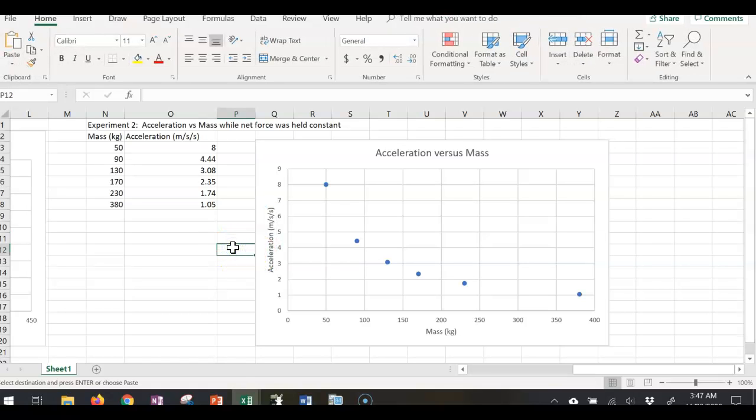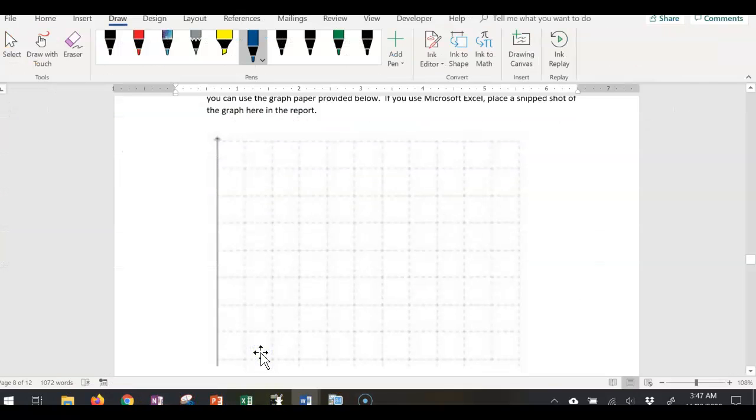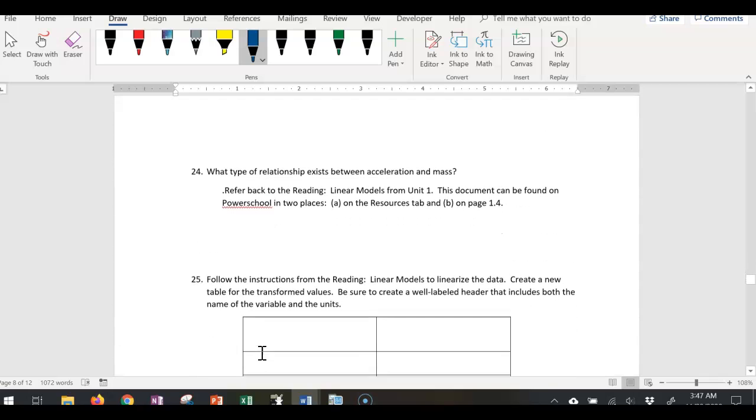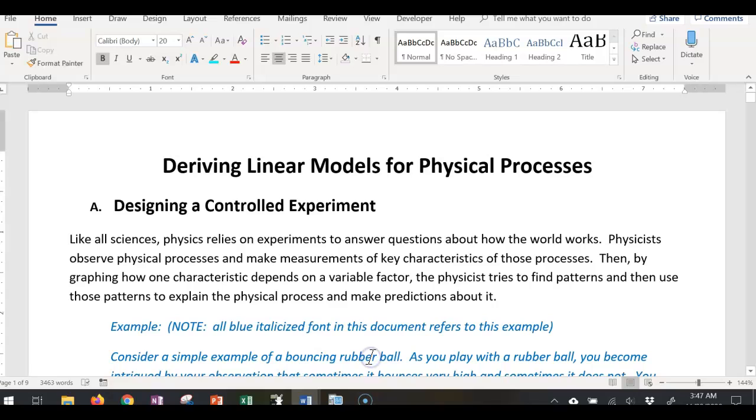So goodness, we can tell that this is not a linear graph. And of course we want to be able to fit an equation to this data, but it's going to be difficult to do unless we can linearize it. So the first step that we need to do is to identify the type of relationship. So I'm at step 24, and it says refer back to the reading. This is from Unit 1 on linear models, the reading on linear models. So I'm going to go look at that.